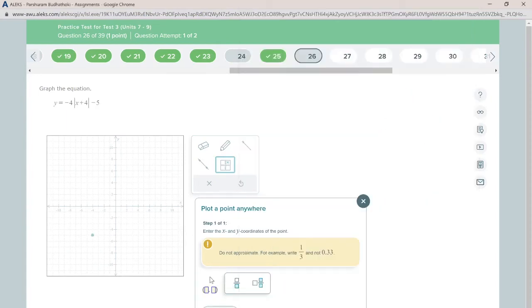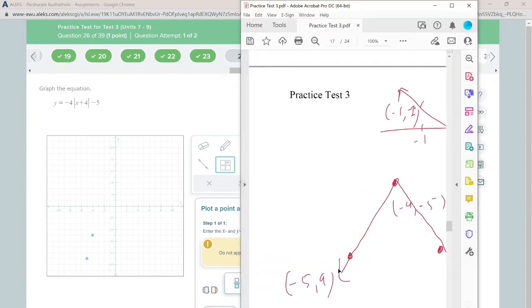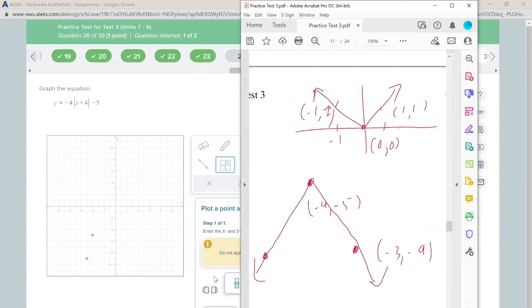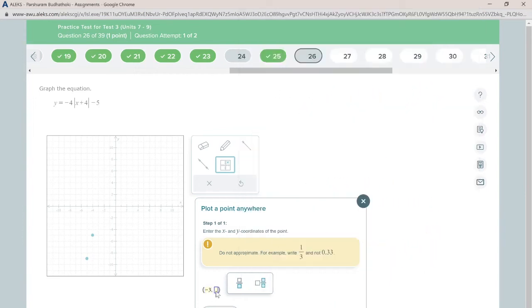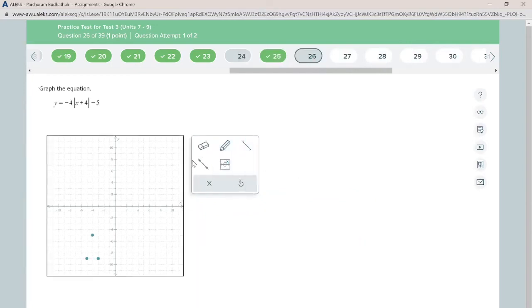Yes, negative 5, negative 9; negative 5, negative 9; and another point is negative 3, negative 9. So now if you just use these lines from here to here, oh no, that's not the right one. If you use this one from here to here, and again another one from the same point to another direction, that will give you the final graph.